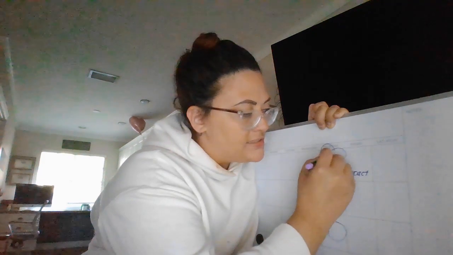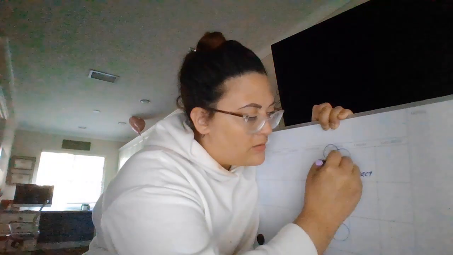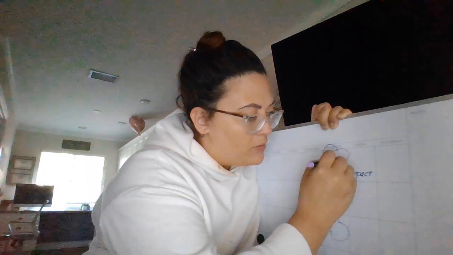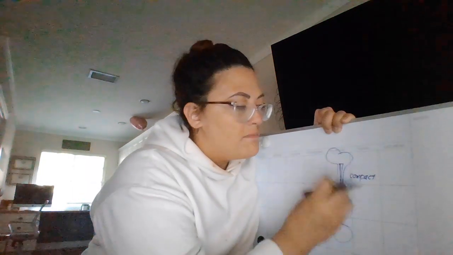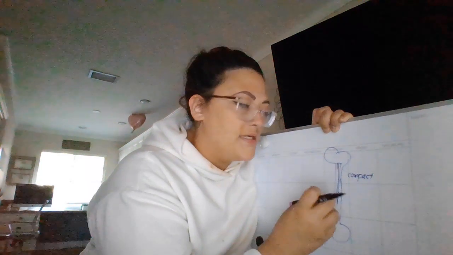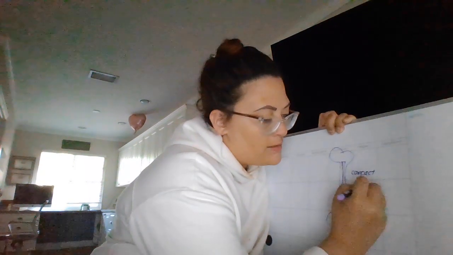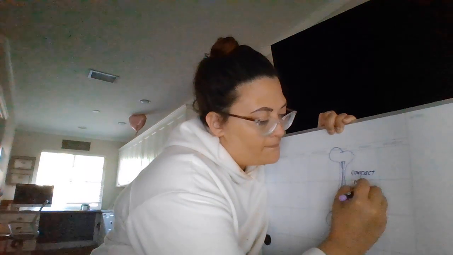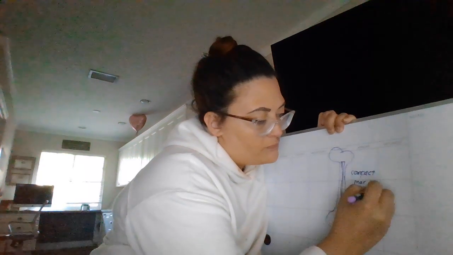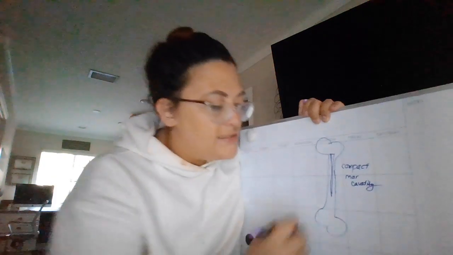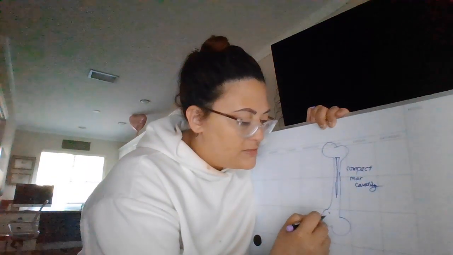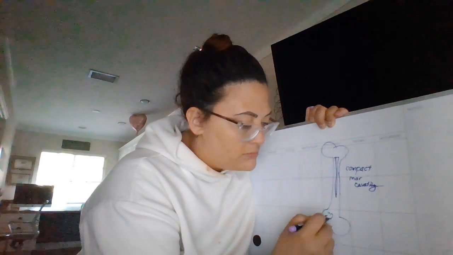And then inside, there is a space inside the bone that is like a cavity. And that's where the bone marrow is. So that would be considered the marrow cavity. Okay, that's spelled wrong. But, yeah, and then inside also is the spongy bone.